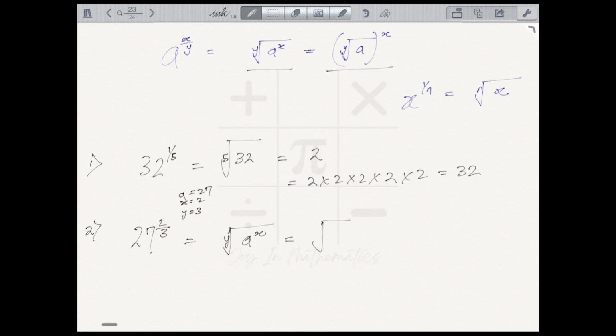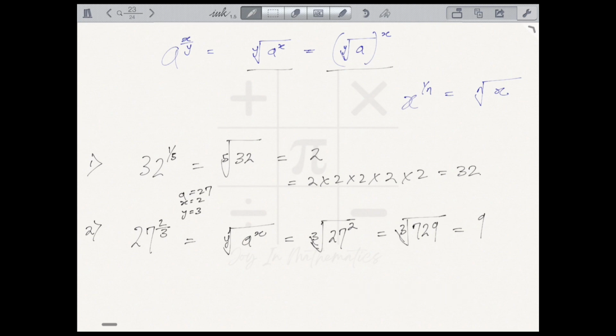Now this will give us the third root of 27 raised to the power of 2, which is the cube root of 729, and the cube root of 729 is 9, because 9 times 9 times 9 gives us 729.